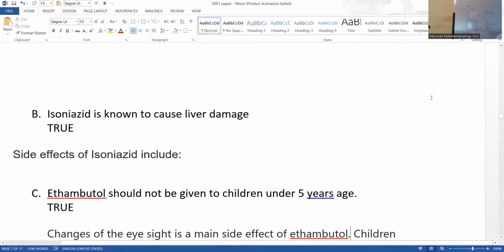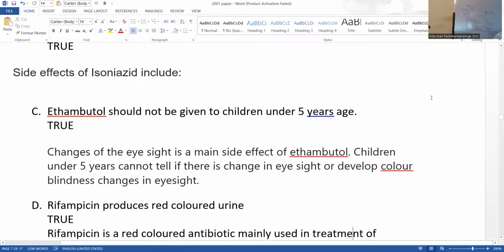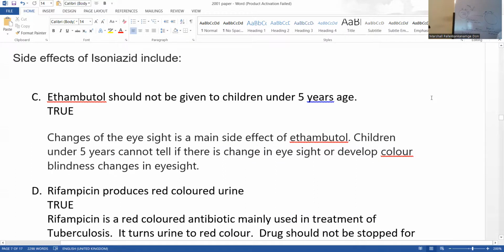The second question also about TB treatment. Isoniazid is known to cause liver damage. That is true. It's very toxic. C, ethambutol should not be given to children under 5 years of age. That is true. What happens here is ethambutol causes vision problems. Especially they lose the color vision.